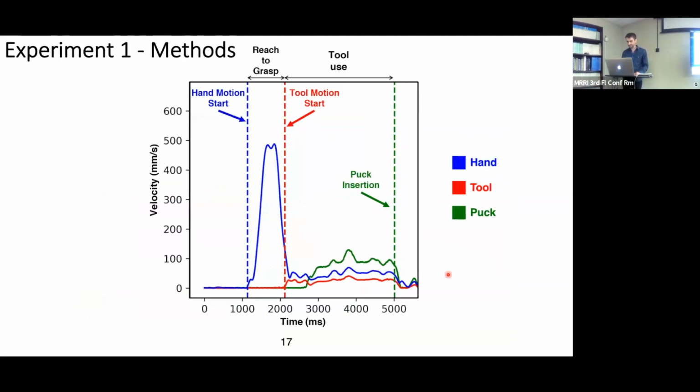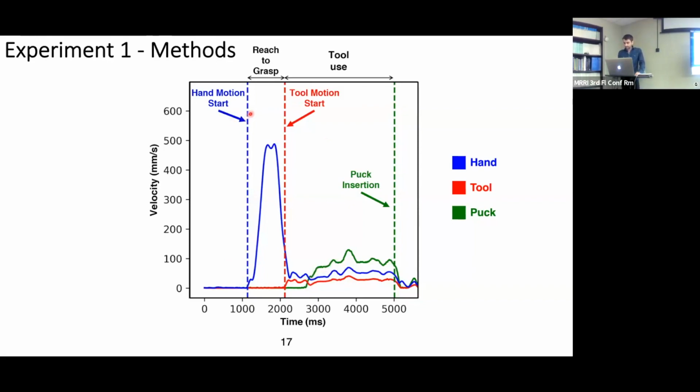So we are recording kinematics, and we are interested in two different phases. Before talking about these phases, let me explain what we are seeing here. Here you have velocities in blue for the hand, that is the left hand, in red for the tool handle, and in green for the puck motion.